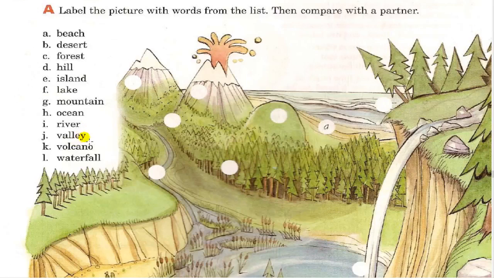Valley: a piece of land between mountains. Volcano: in a volcano you have a lot of fire. Waterfall: the fall occurs when the water goes from up to down.